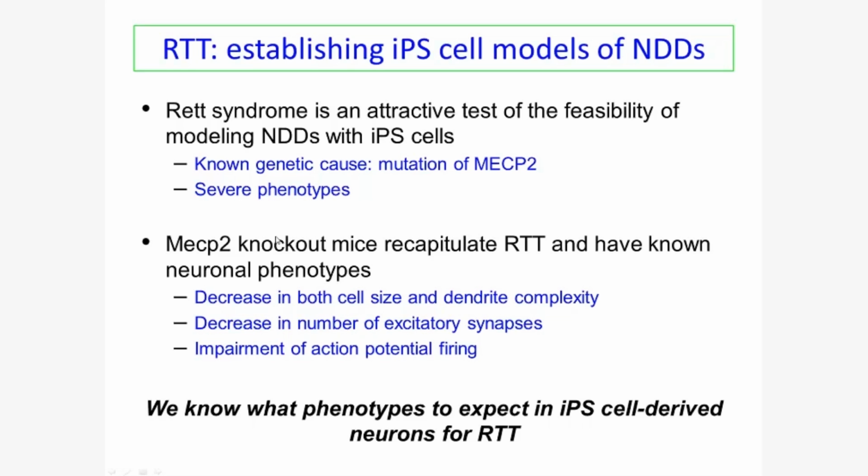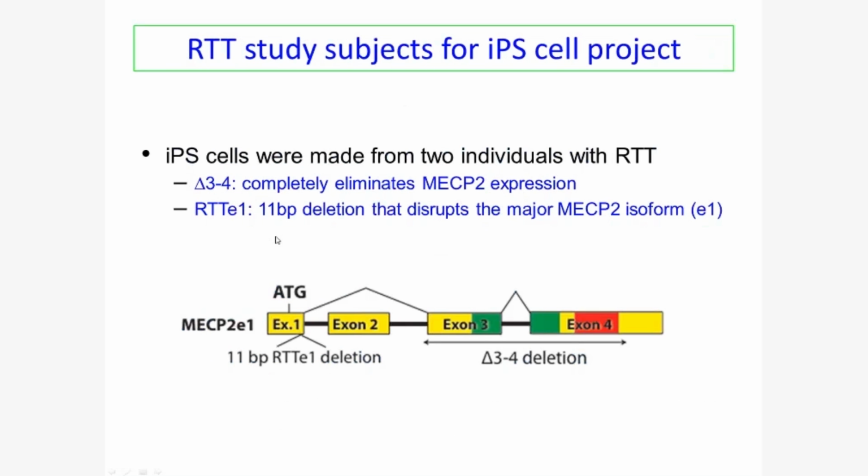And as a result of studying these mice, we know what phenotypes we can expect to see in iPS cell-derived neurons from people with Rett syndrome. And these include decreases in both the size and complexity of neurons, a decrease in the number of excitatory synaptic connections, as well as impairments in other aspects of neuronal function, including action potential firing. And so therefore, by knowing what phenotypes to look for, we can really use this disorder in order to try to establish a baseline for the effectiveness of iPS-based models for these neurodevelopmental disorders.